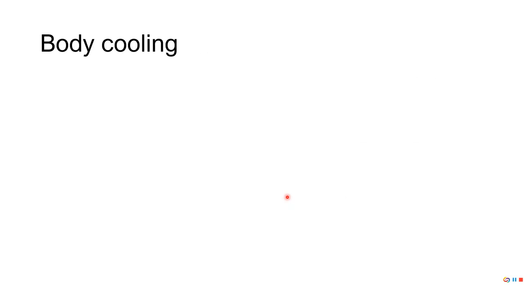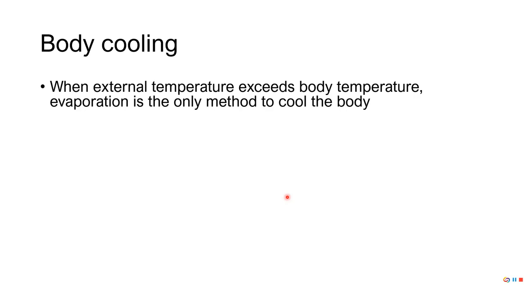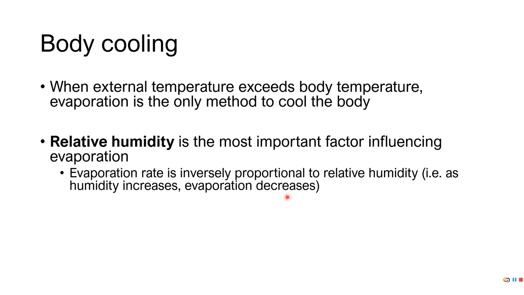Now, when it comes to cooling, the only way that we can cool a body if it's hotter outside than it is in our body is through evaporation. Okay, so when it's above 98.6 degrees, give or take, the only way we can cool off is evaporation. But the only way that evaporation occurs is if the atmosphere has the ability to hold water. And so this is why relative humidity is very important in determining how much evaporation occurs.